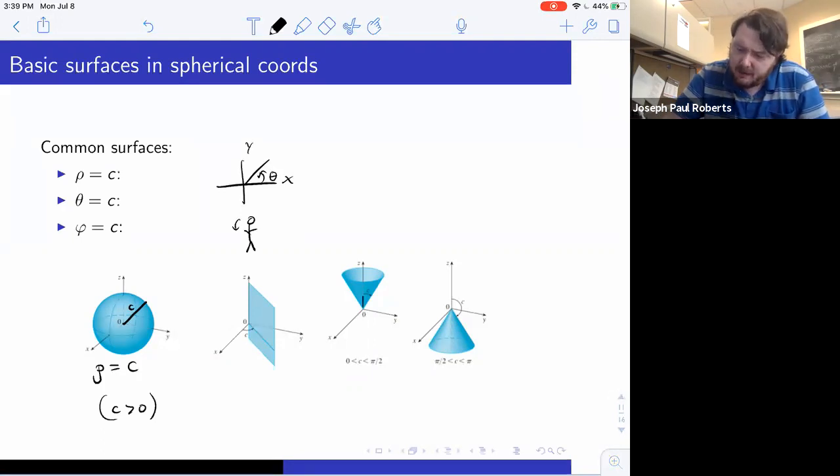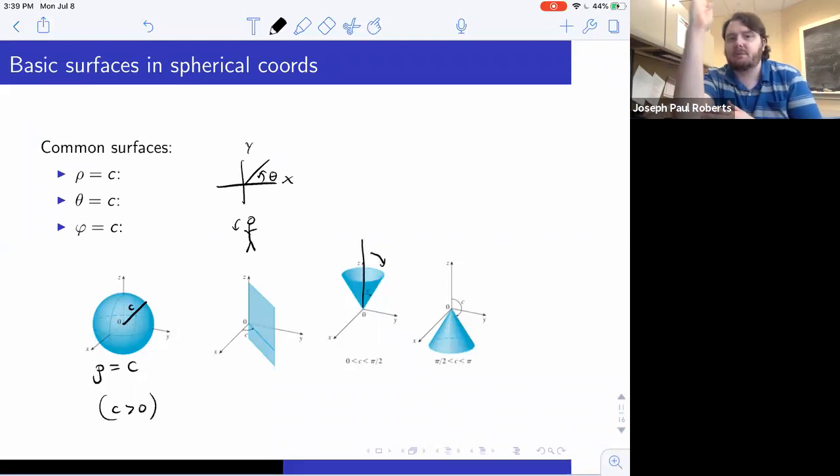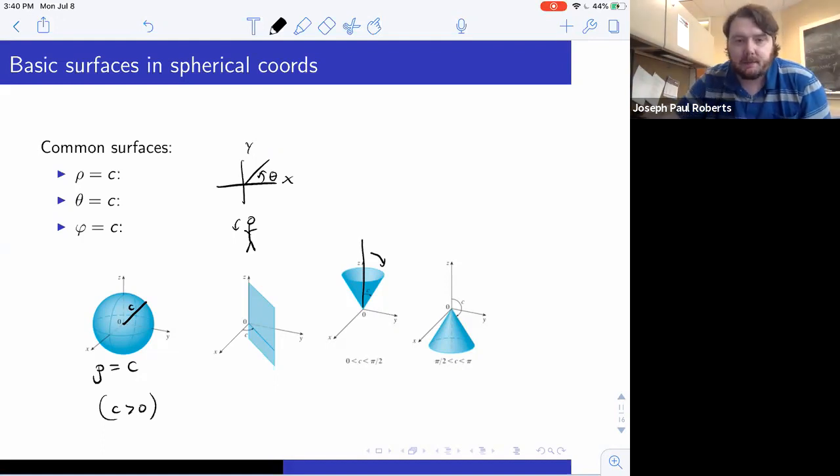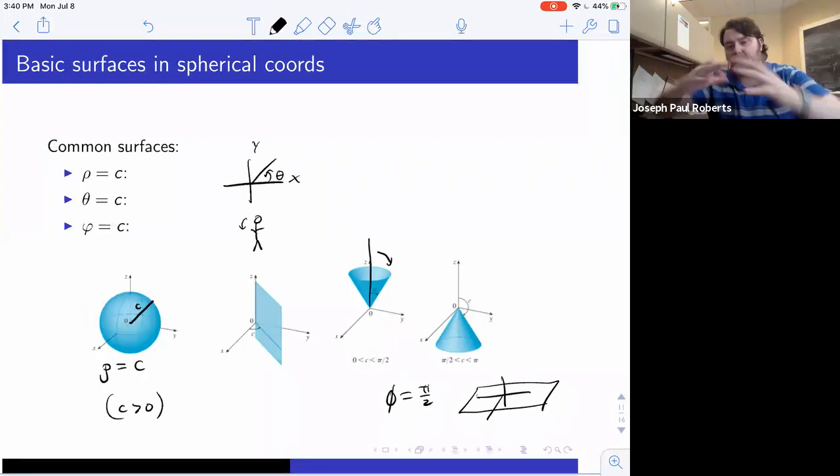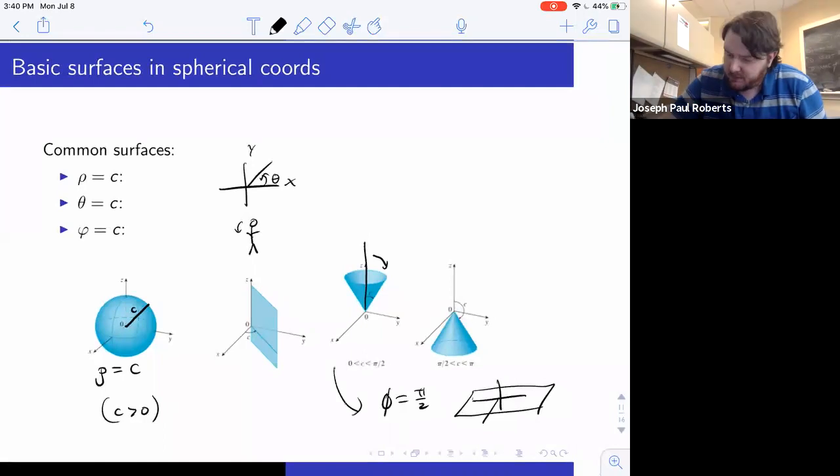And then finally, phi equals c. Remember, phi is our angle down from the positive z-axis, so phi is 0 is straight up. Phi is like pi over 4 is here. So once I've gone down pi over 4, once this angle from vertical is pi over 4, that's that. If I do phi equals pi over 2, that's actually the xy plane. This cone, you can imagine a movie where it's opening up and then opens all the way up into a flat plane and then keeps going and turns into a cone again. But anyway, that's just something to think about.